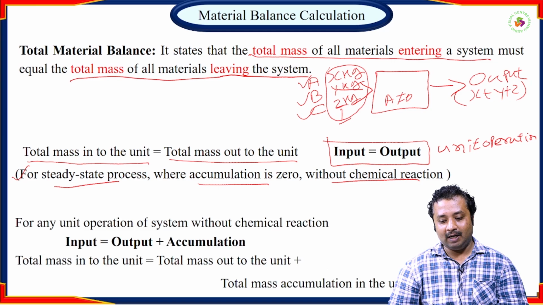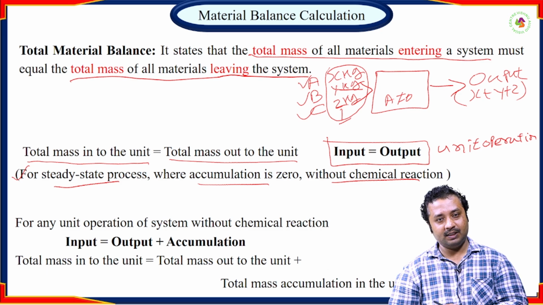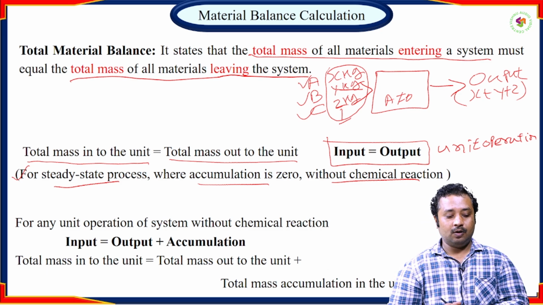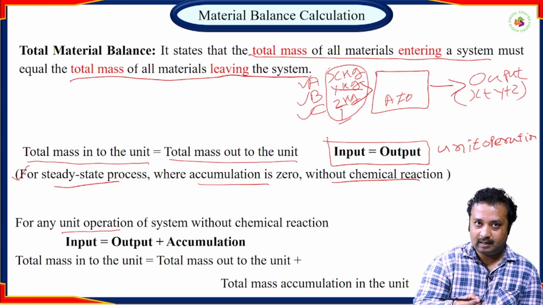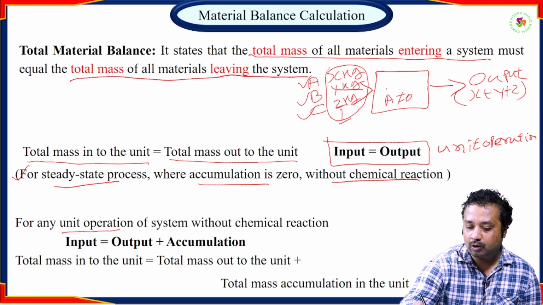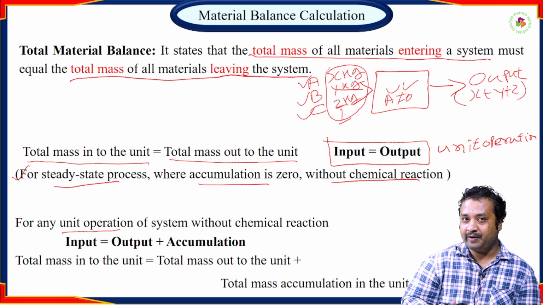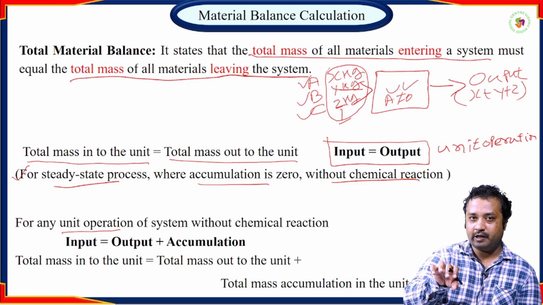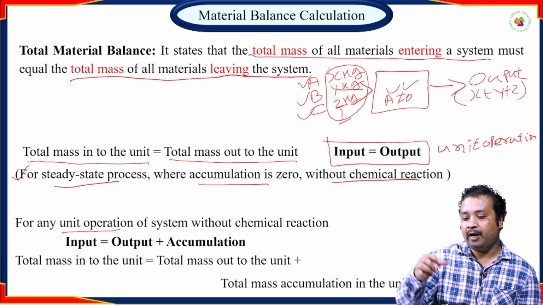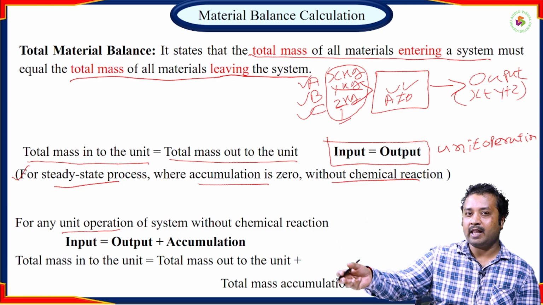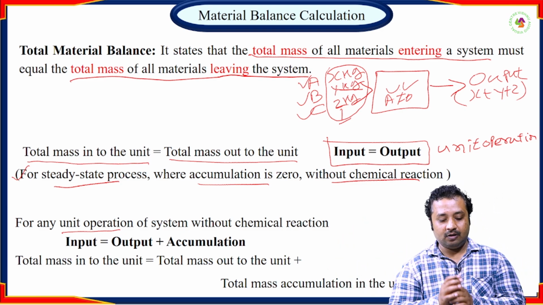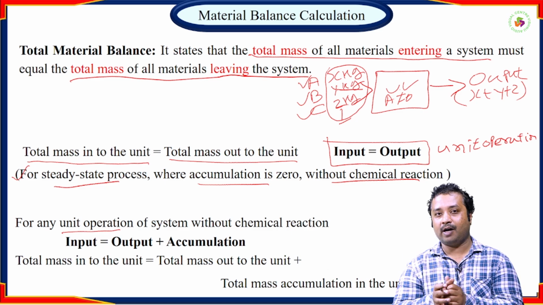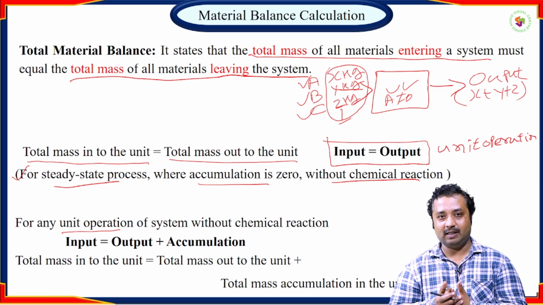Okay, but generally we find the systems are not ideal. So in the unit operations where no chemical reaction is happening, there will be some amount that will be accumulated. It will be obvious. When we put 100 kg of total input, we may not get a total of 100 kg after the output, because some amount will be accumulated within the system. So we also have to take that into account while considering the total material balance.